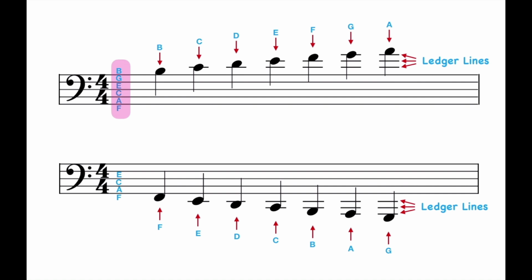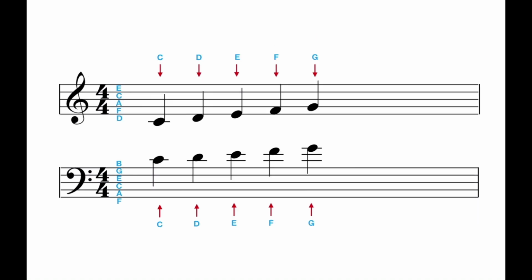Now the last thing you need to know is that some of these notes are going to be the same if you're using different clefs. So here's an example. On the treble clef we have middle C and then D, E, F and G. On the bass clef we also have middle C and then it goes up D, E, F, G. So the notes we're looking at are exactly the same.